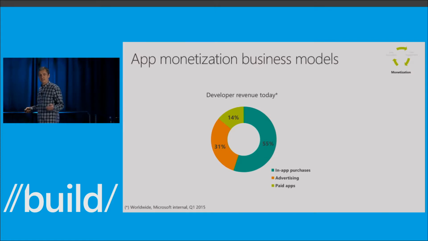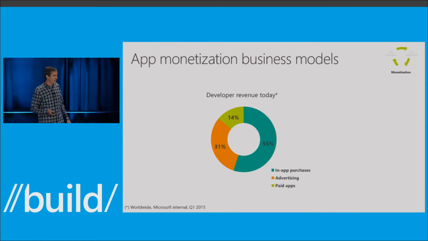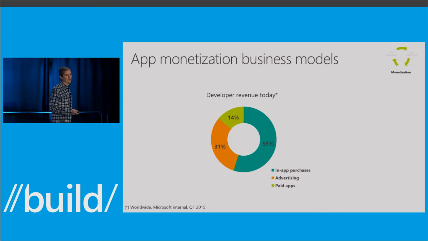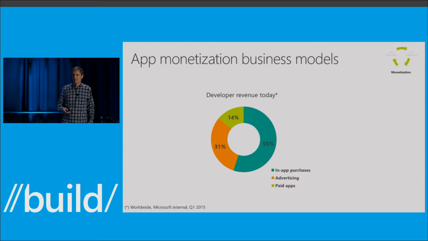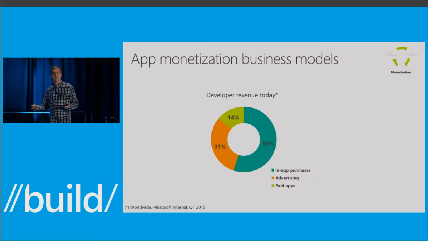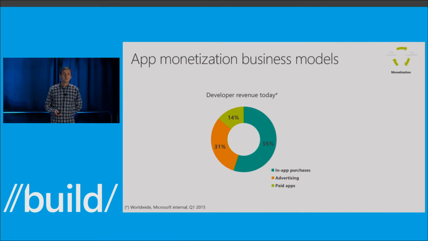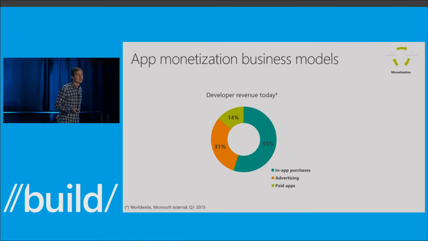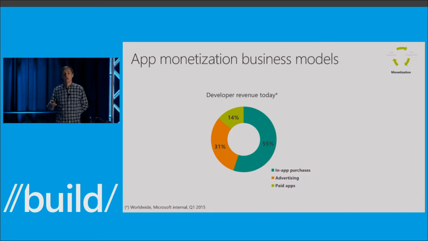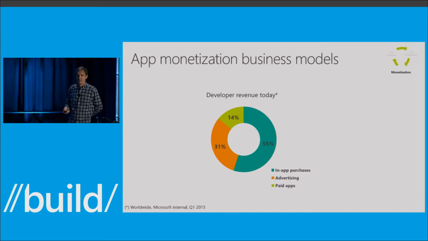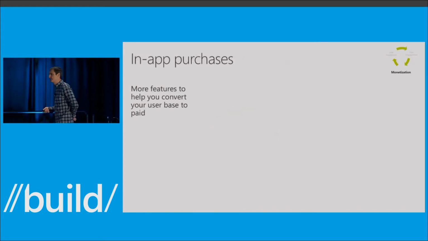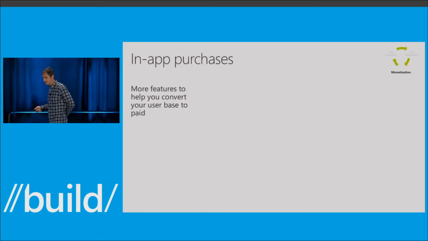The next is advertising with about 31% of the revenue and also experiencing great growth. And then paid apps, in some cases, it still makes sense to sell your app for a fixed fee in the store, although we're not really seeing much growth there. Regardless of what business model you're using, we've got improvements to help you make more money on any of them. So let's get started and let's talk about in-app purchases.